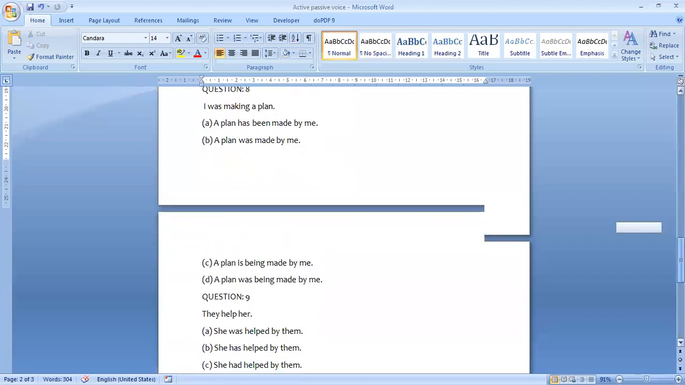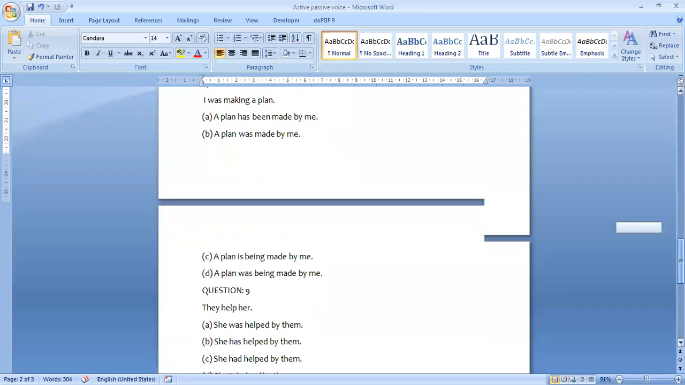I was making a plan. Which will be the correct option? Understand each tense correctly. Tense in the sense, pay attention to the verb. What is the verb form in each tense?